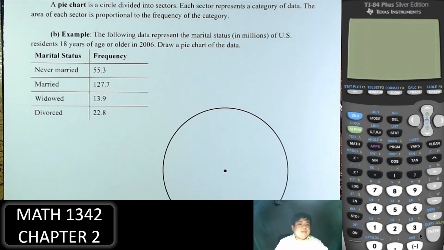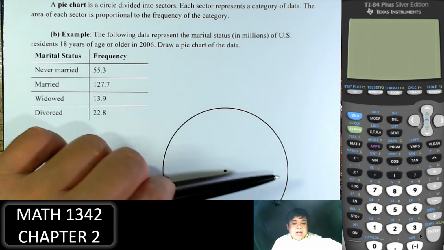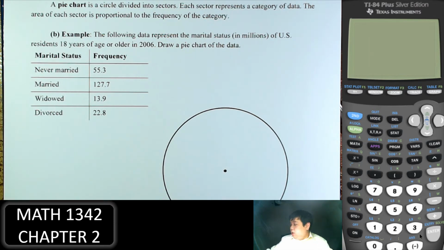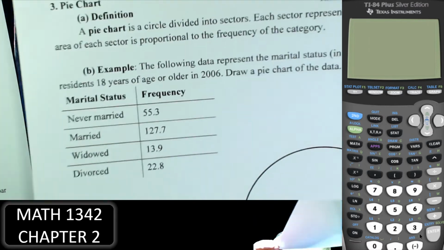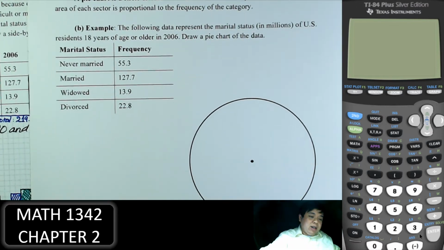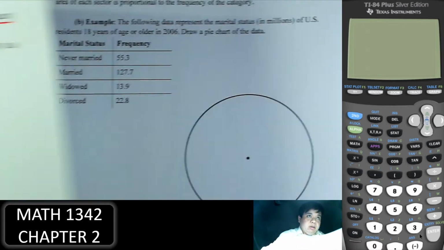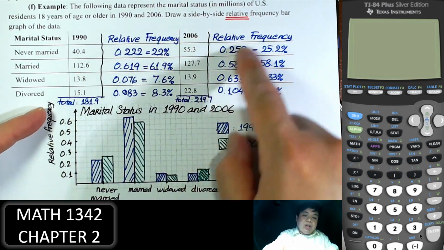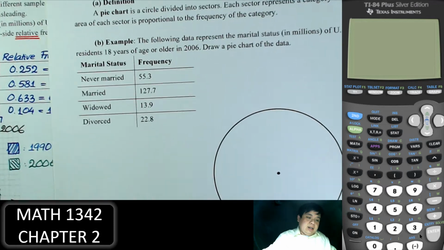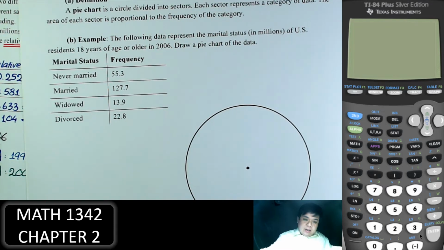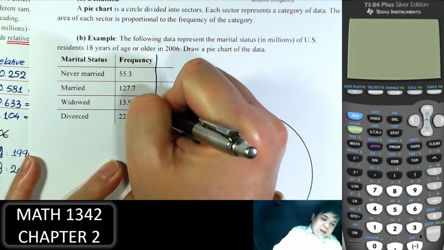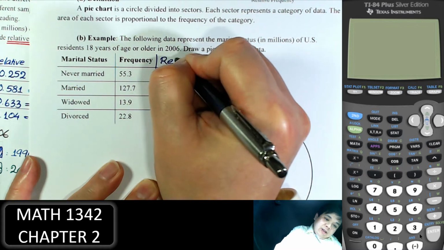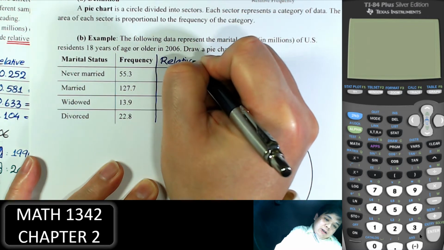Right. So again, we cannot use this and then put on the table. We have to use the relative frequency distribution. So this is okay in 2006. So I'm just going to copy from the previous page the relative frequency for 2006. I'm going to use these numbers. So the next one will be relative frequency.